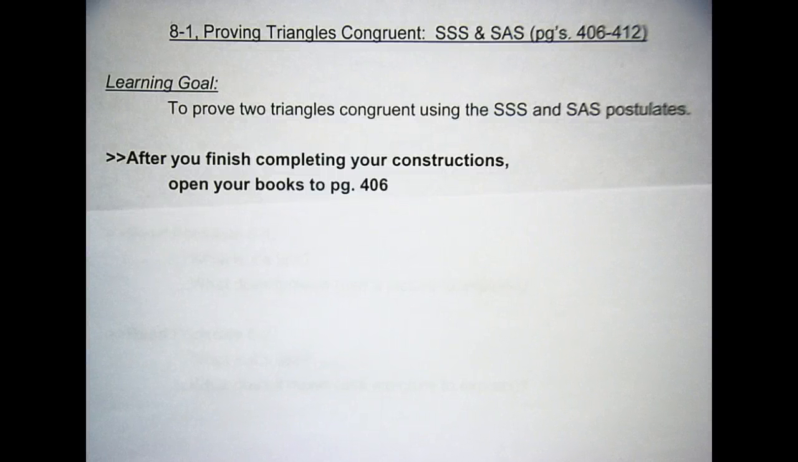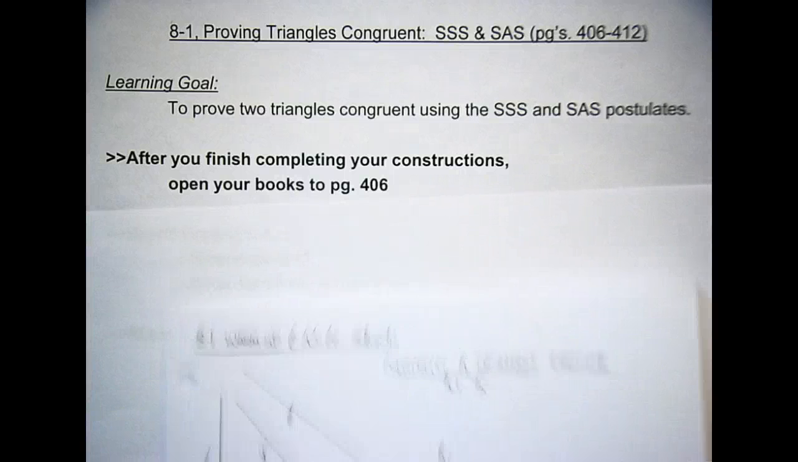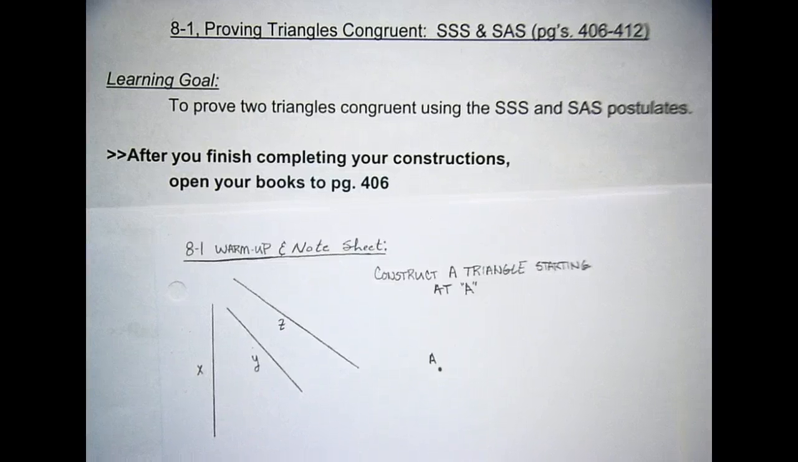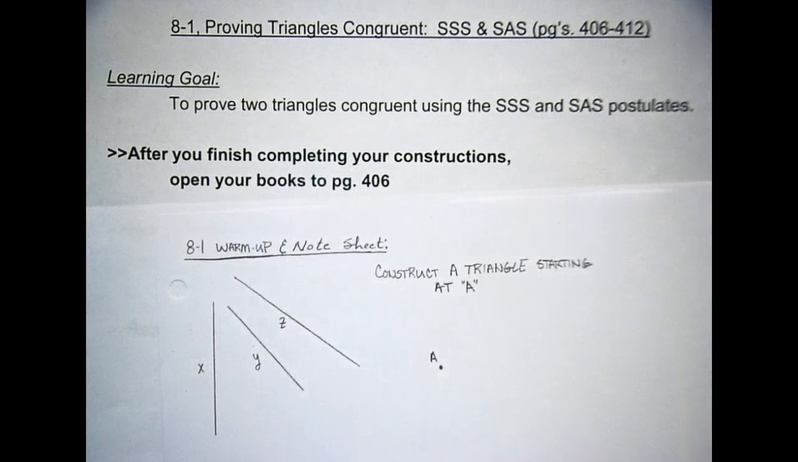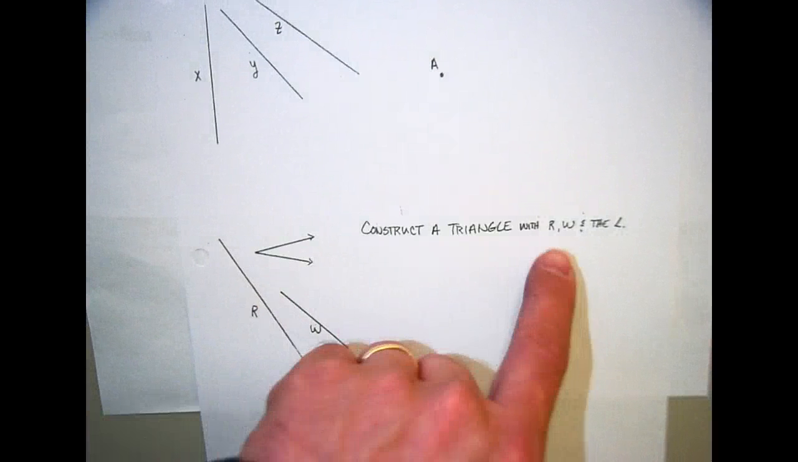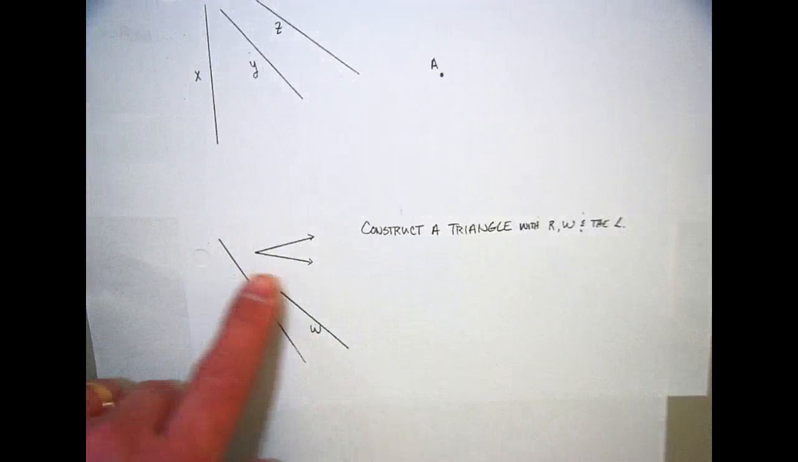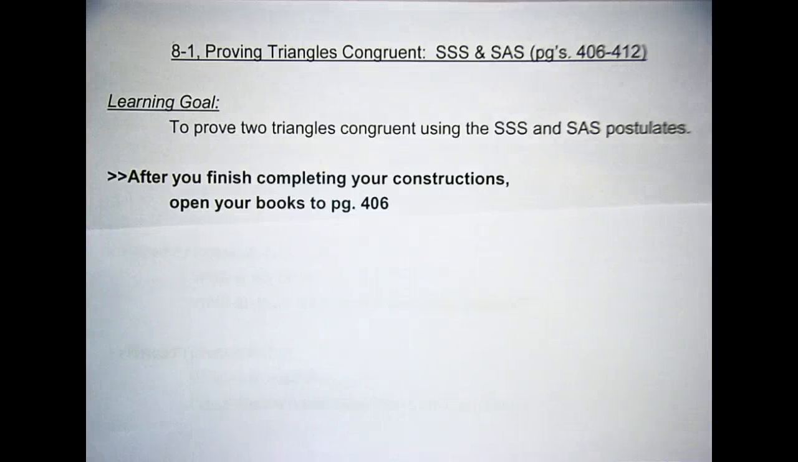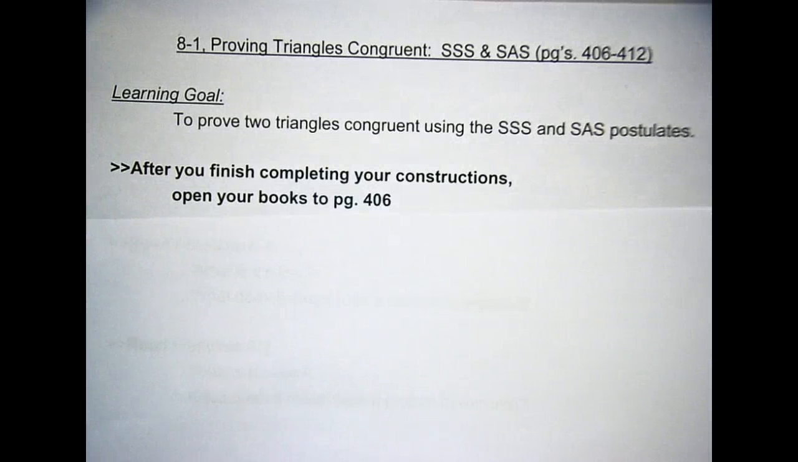So the first thing you need to do on these constructions, the first one, construct a triangle starting at point A using all three side lengths, X, Y, and Z. And then after that, you need to construct a triangle with these two lines, R and W, and that angle. Okay? Very good. We're going to put a time limit on there of about 10 minutes or so.